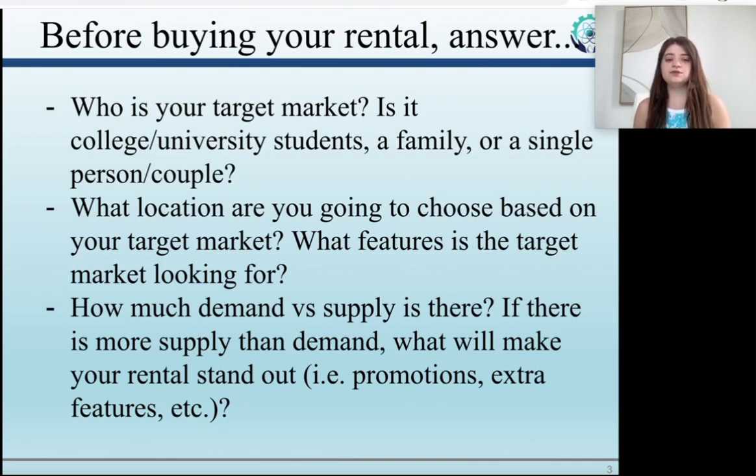But let's say maybe it's a very elite private school where most students have their own fancy cars. If that's the case, perhaps having on-site parking right there is the feature that the students want, right? So it just depends on the students. What if it's a family? What would a family want in terms of features? What about a single person or couple? What features would they want? So, looking at the target market and also what kind of features they would want based on that.